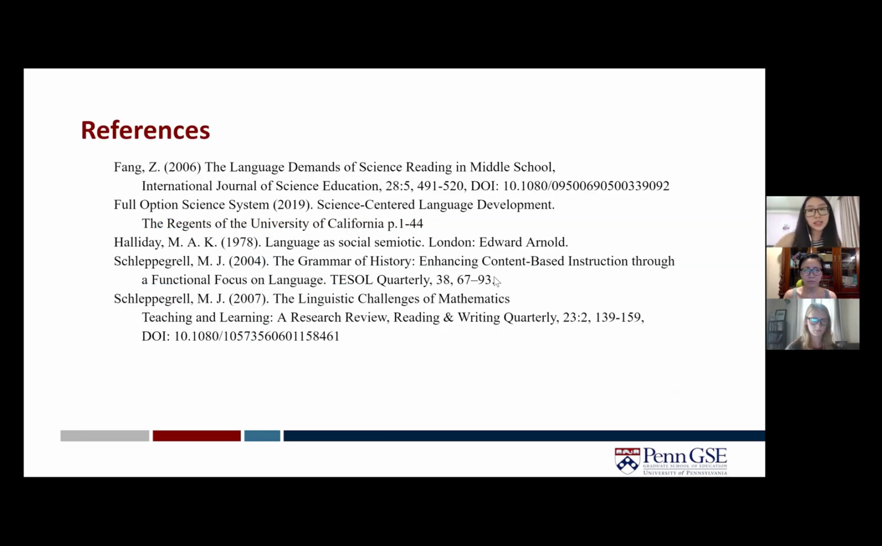Here is a list of the references that we used in this presentation. If you're interested in looking up more linguistic support that you could implement in your classroom, you can go to these articles. They have plenty of explanations.